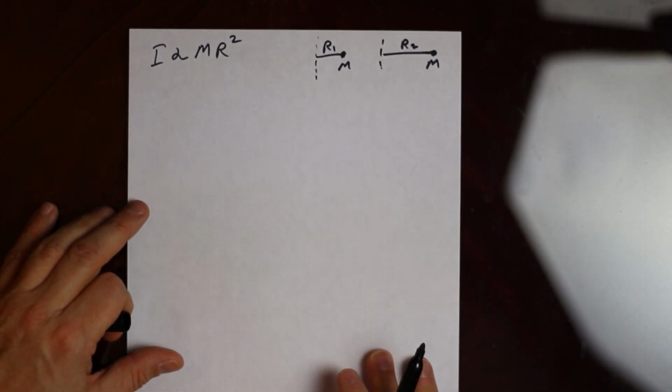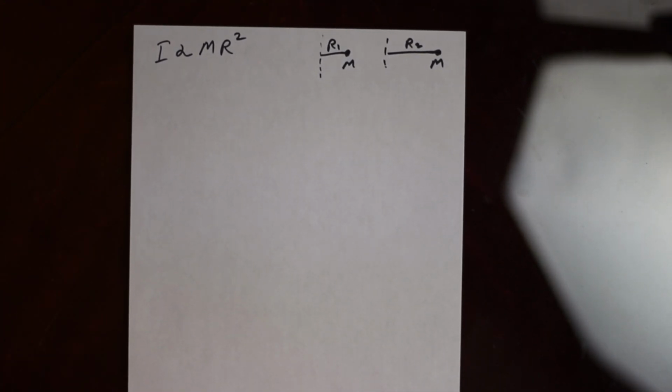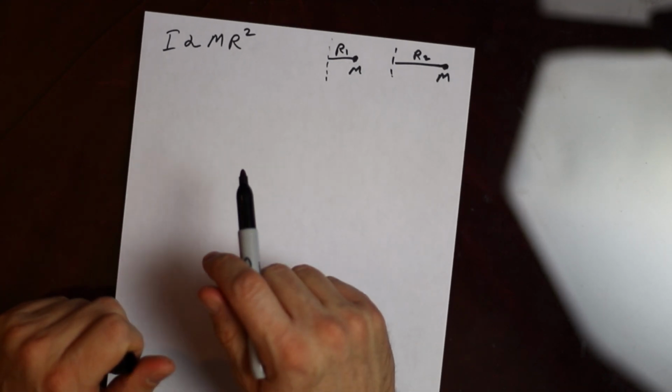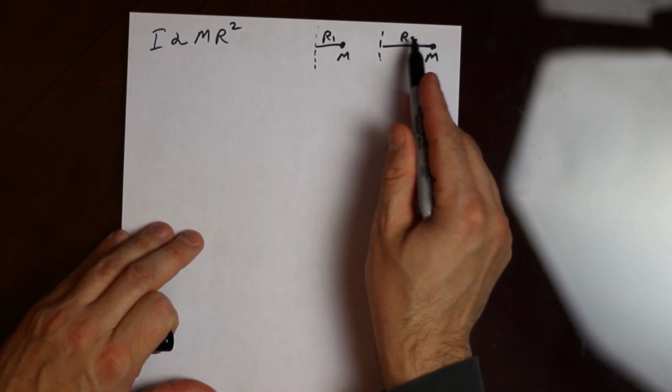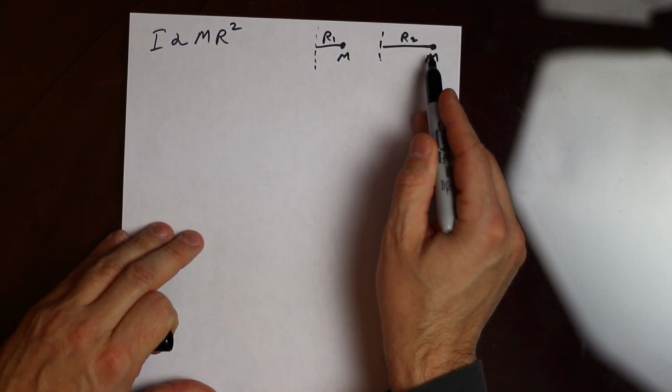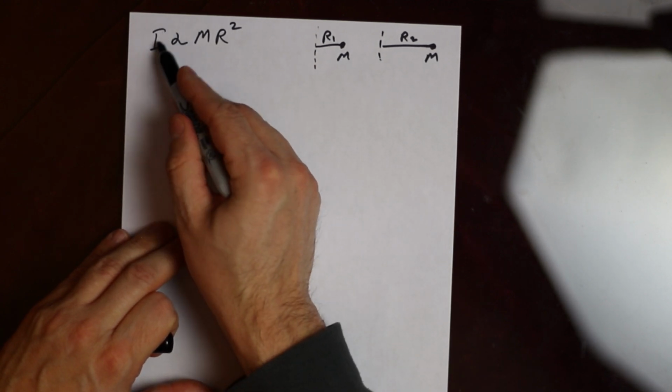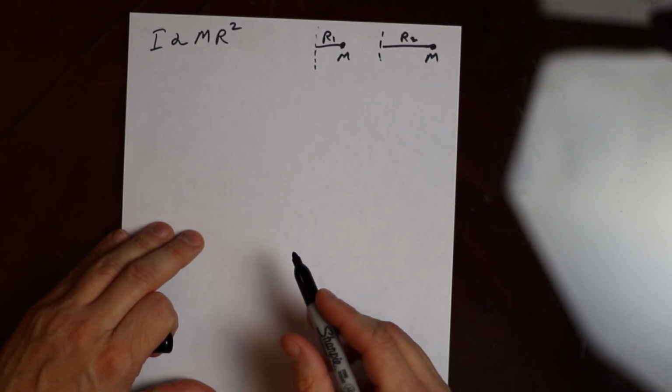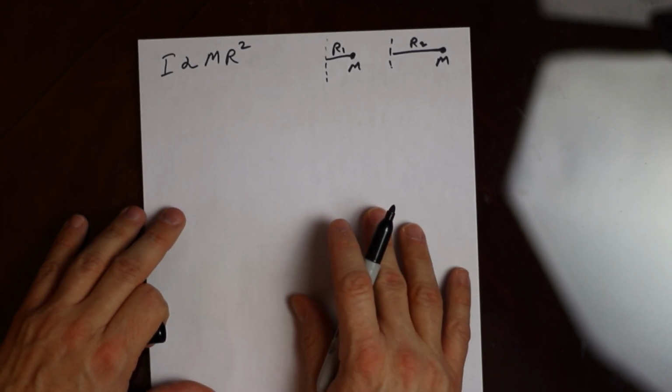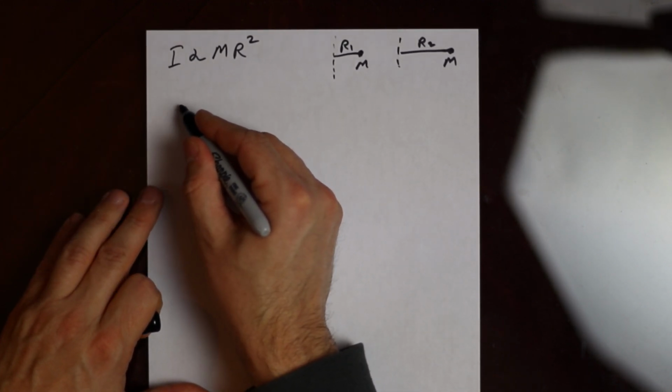Another way of thinking about it, if you don't want to think about a point mass, is that it has to do with the distribution of mass. So if you've got more mass near the outside versus the inside, you're going to have a bigger value, again, of I.